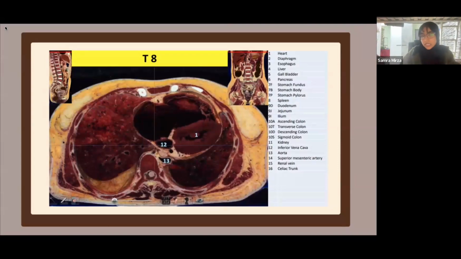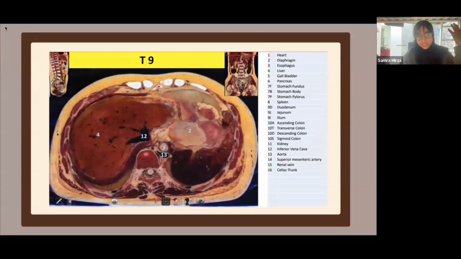Honestly, since T8 is the highest one and it doesn't have a lot of GI structures, I don't think they're going to bring it. But to be safe, we still have to discuss it. This huge structure right here is the heart. So that's the dead giveaway for T8. You're going to see the heart, you're going to think T8. It's very high up. We don't have a lot of structures here. On this side, we have our two lungs. And we have our inferior vena cava at 12 and our aorta at 13. So if you see the heart and the lungs, you're going to think T8. It's very simple compared to the rest of the ones.